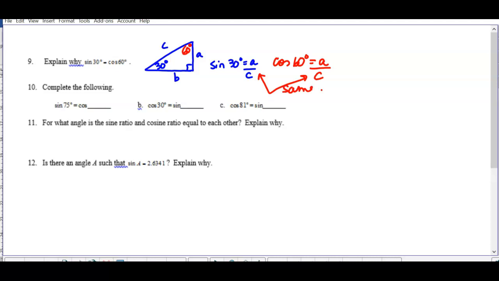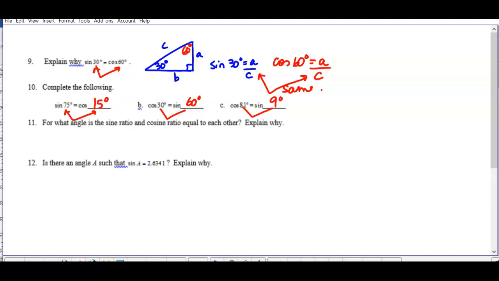Okay, so, and that's because it's a 90-degree triangle, and angles in a triangle add up to 180. So basically, these two angles here have to add to 90. If they do, they will be equal ratios. So here is the sine and cos, so the two angles have to add up to 90, so that would be 15 degrees. Here, cos and sine, these have to add up to 90, so that would be 60 degrees. Here, cos and sine, so these have to add up to 90, so that would be 9 degrees. Okay.